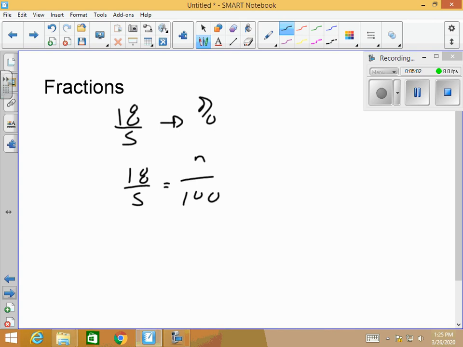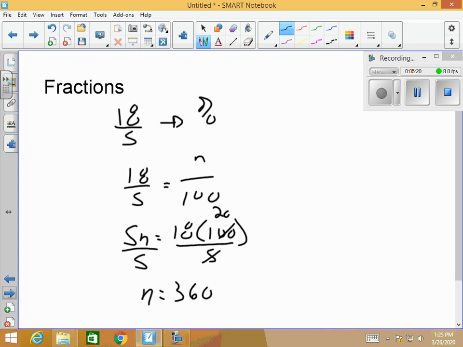Well, cross products, and away we go. So we get 5n equals 18 times 100, and yes, I can make that 1800, but here again, why? If I'm just going to divide by 5, n will equal, and that 5 goes into 100 20 times. So 18 times 20 is 360. When I plug this guy back in, I'm actually trying to find a percent, so 360 over 100 is actually 360%, which is, as we talked about, bigger than 100%.